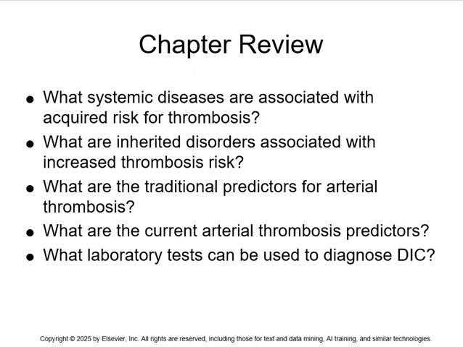So make sure you look at what diseases cause that. What are the inherited things? What are the number one reasons traditionally why people have arterial problems, venous problems? And what is the testing we do for that? So look at the chapter, make sure you do the questions, and we'll talk about this in class. Thanks.